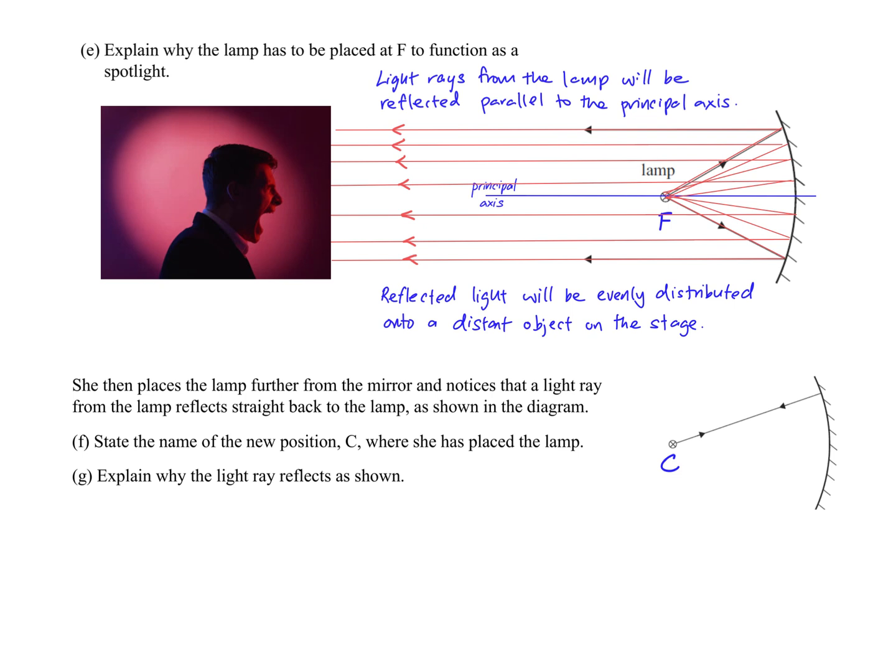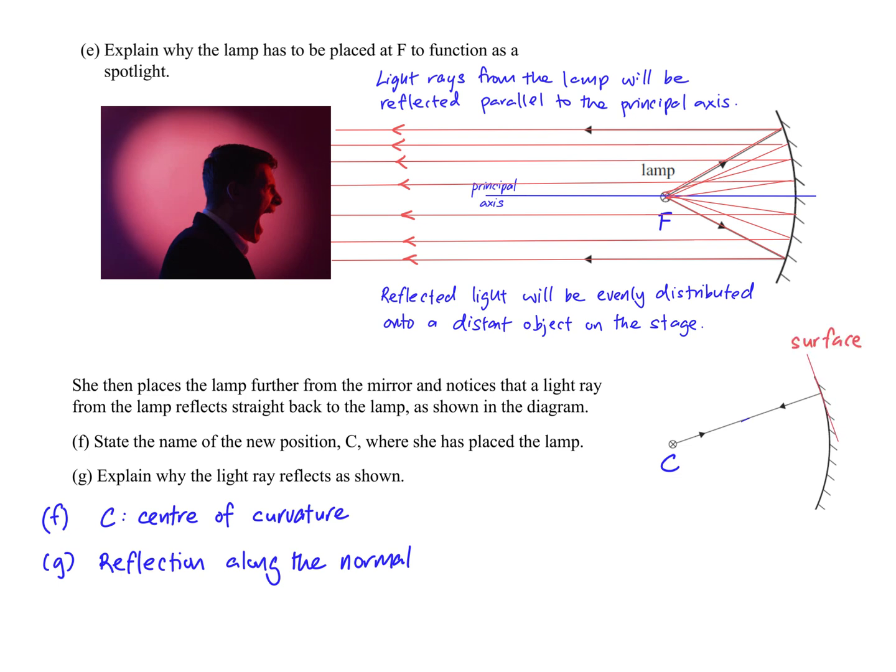Explain why the light ray reflects back as shown. So basically what's happening is that the light ray from the lamp, when it hits the curved surface, is along the line of the normal, and that's the reason why the angle of incidence is 0, and therefore the angle of reflection is also 0.